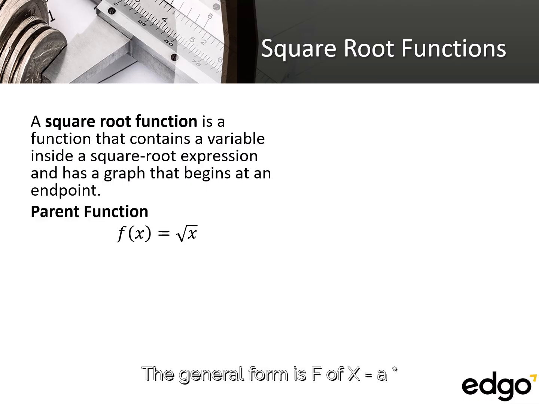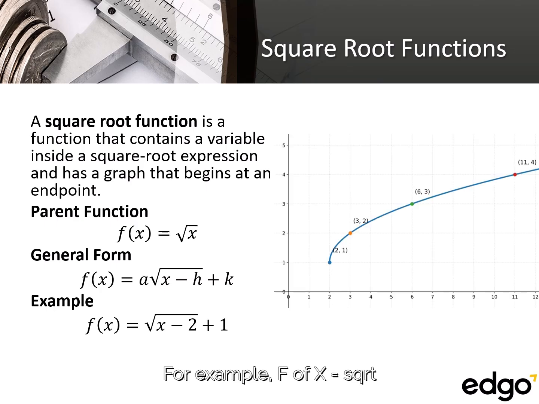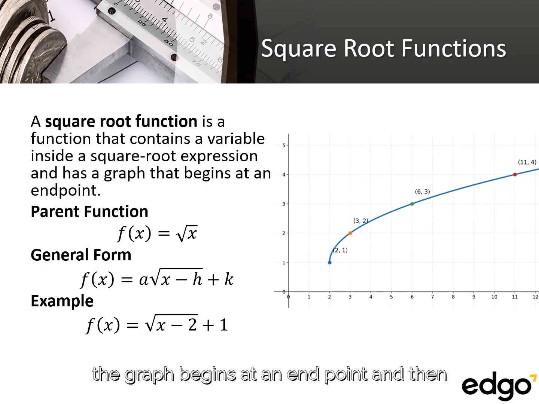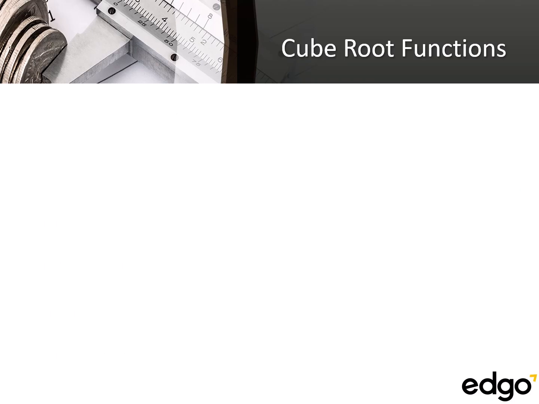The general form is f of x equals a times the square root of x minus h, plus k. For example, f of x equals the square root of x minus 2, plus 1. Notice that the graph begins at an endpoint and then extends in one direction. That endpoint is an important visual clue. So when you see a square root expression in the equation, or a curved graph that begins at an endpoint, think square root function.